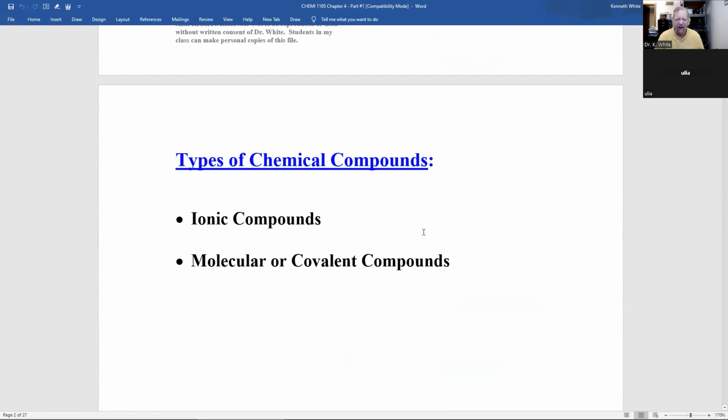All right, now when it comes to compounds, chemical compounds, there are two types. One is ionic, and your book calls the other one molecular. I don't like that. I use covalent. I like that better. Both are correct, but there's ionic and covalent compounds.